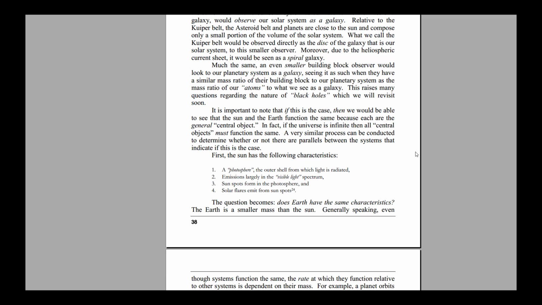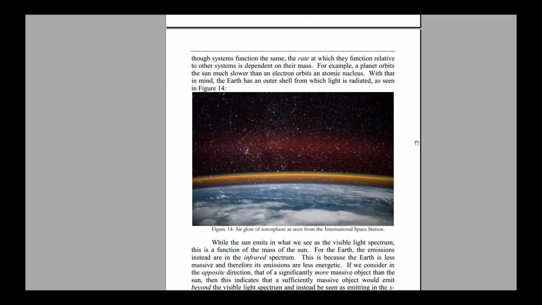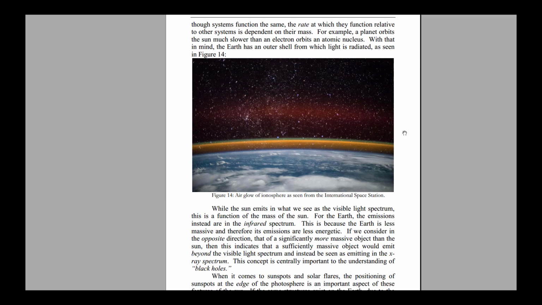The Earth is a smaller mass than the Sun. Generally speaking, even though systems function the same, the rate at which they function relative to other systems is dependent on their mass. For example, a planet orbits the Sun much slower than an electron orbits an atomic nucleus. With that in mind, the Earth has an outer shell from which light is radiated, as seen in Figure 14. This is known as the air glow of the ionosphere.